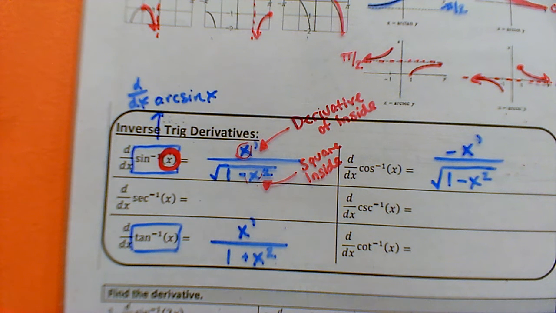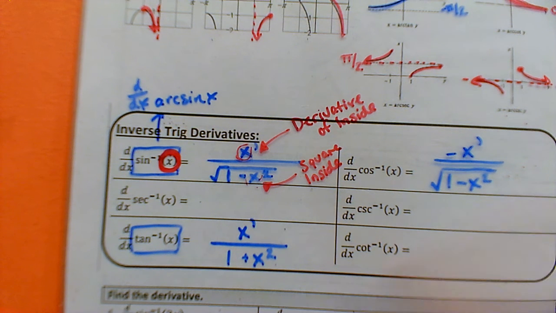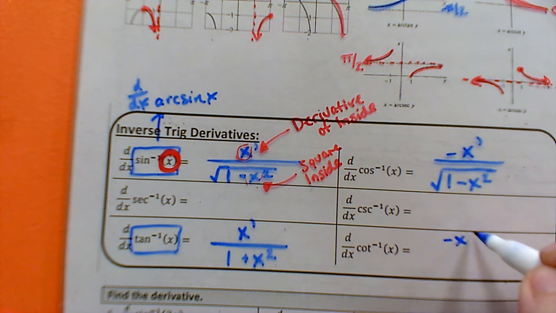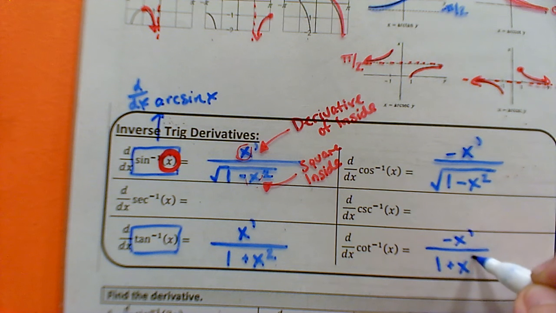Can we take a guess as to what the inverse cotangent one would be? We're educated in here. We can take an educated guess. What do you think, Dan? Negative x prime over 1 plus x squared. Uh-huh. Again, if you know one, you know the other.